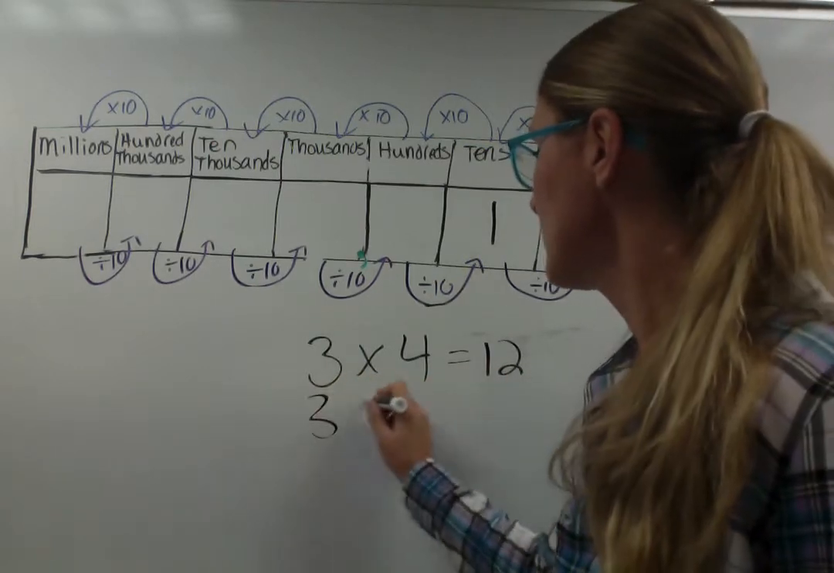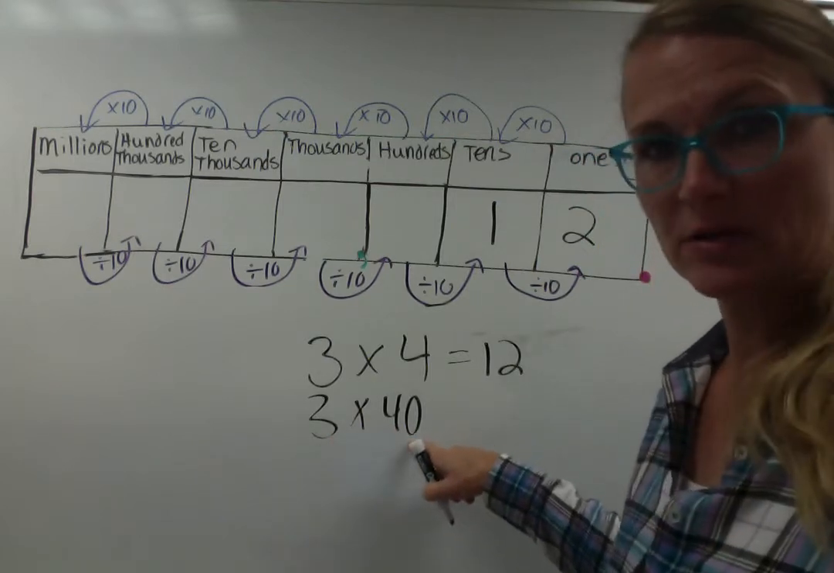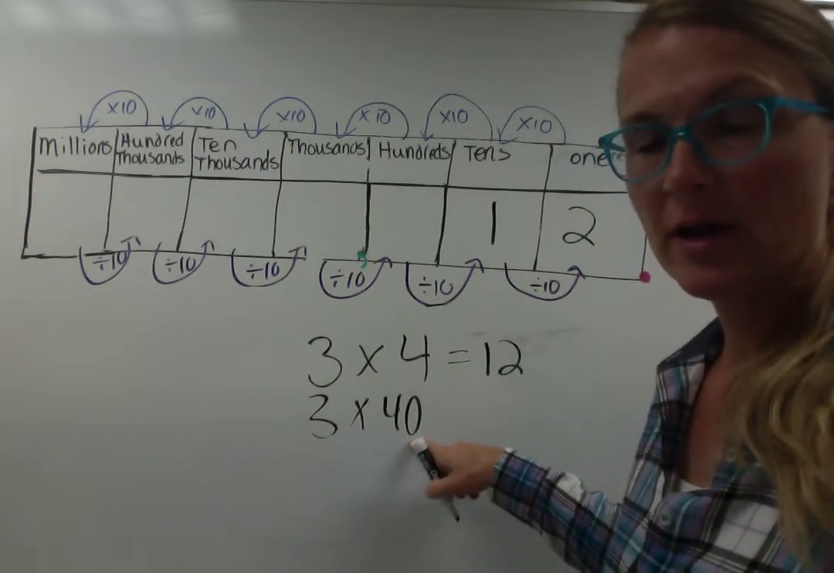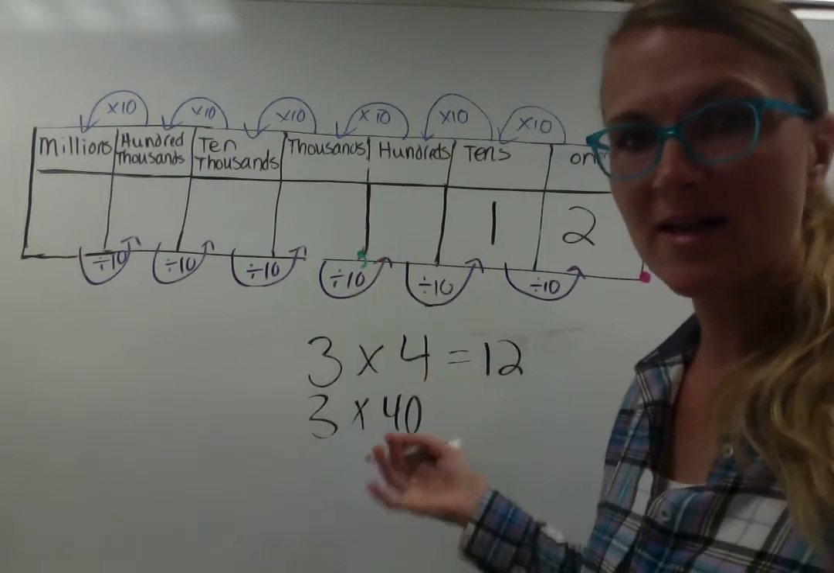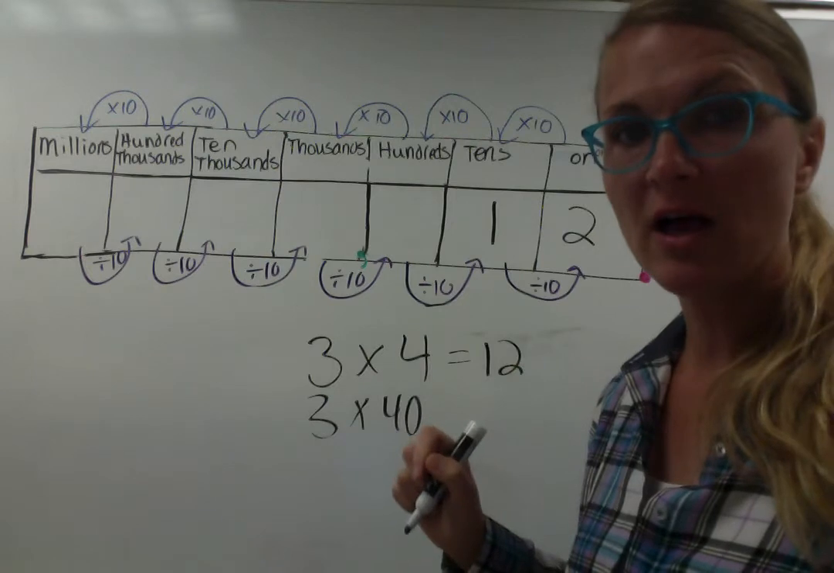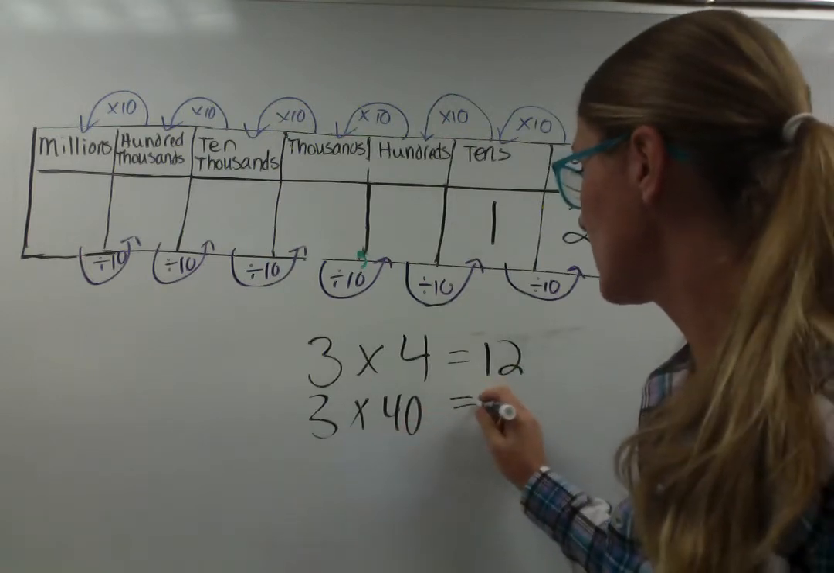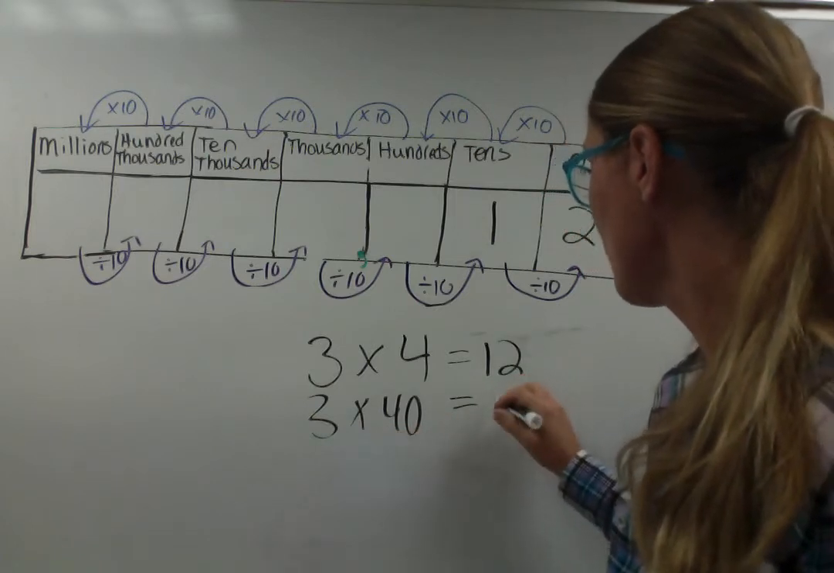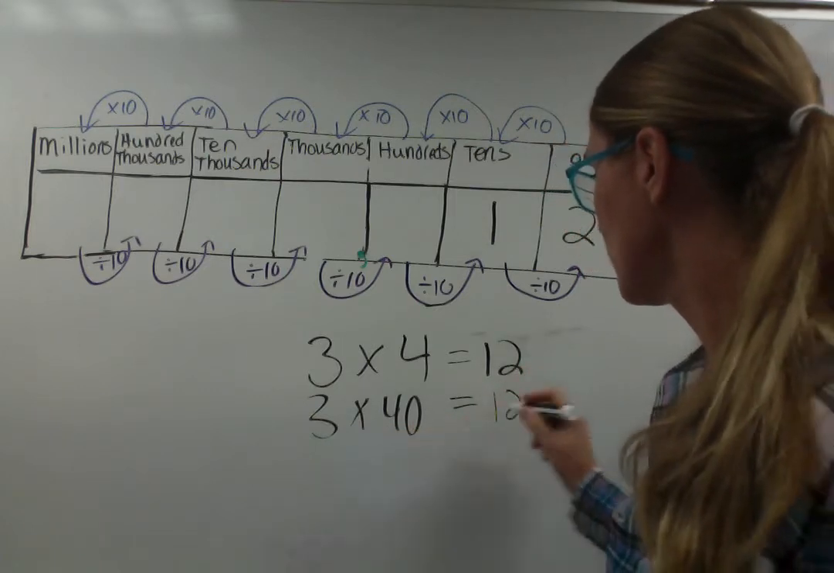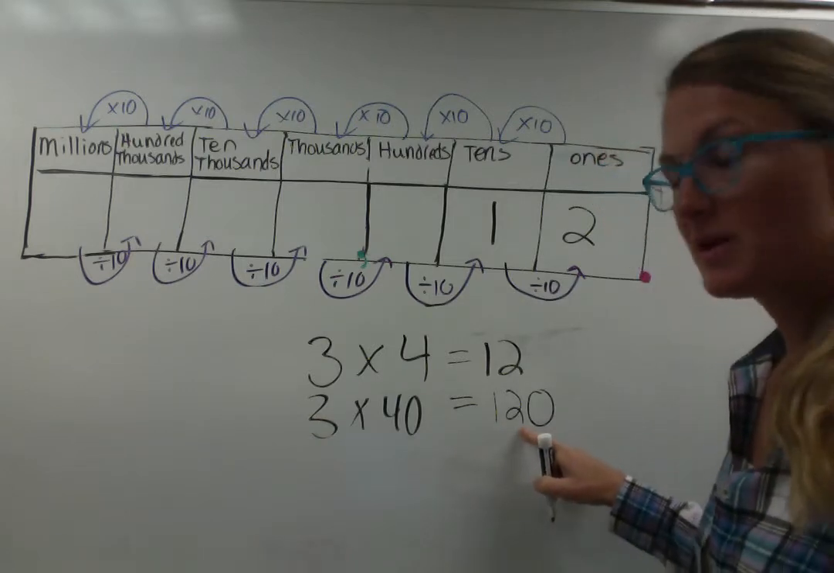But if you have 3 times 40, you have an extra placeholder, an extra 0. In the place value chart, a 0 means nothing, but a 0 is important because it's a placeholder. It moves numbers up and helps give numbers different values. So 3 times 40, well, 3 times 4 is still 12, but it's got this placeholder here, and the 40 is 4 tens instead of 4 ones. So it's going to be 120.